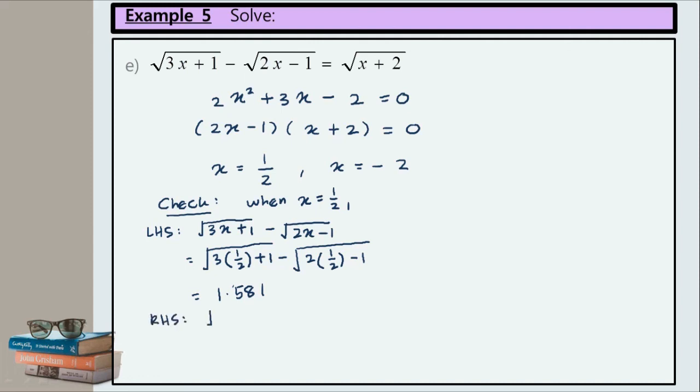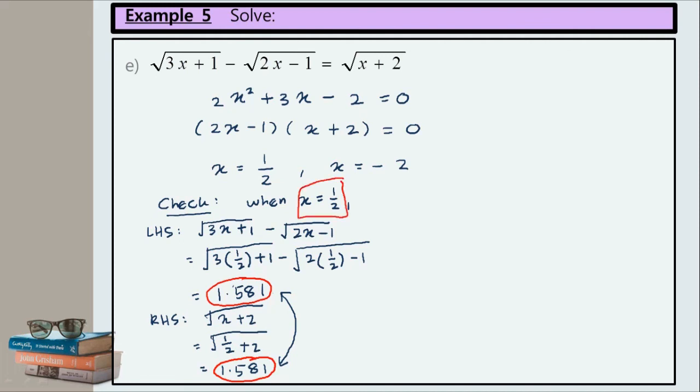Okay, next, our right hand side. Our right hand side is surd x plus 2. Substitute surd 1 over 2 plus 2. Using our calculator, we will get also 1.581. Okay, if we check our left hand side and right hand side, the value is the same. 1.581 and 1.581. That means our value of x equal to 1 over 2, we can accept it. We can accept it.